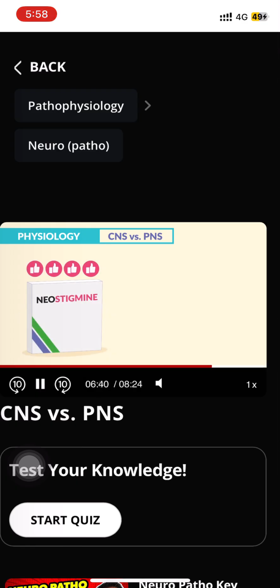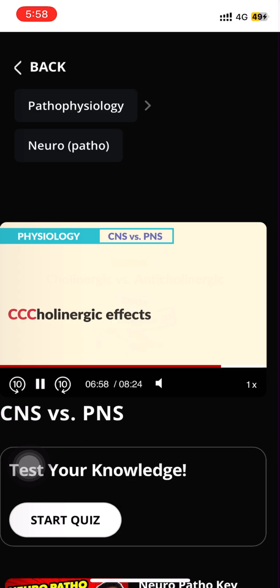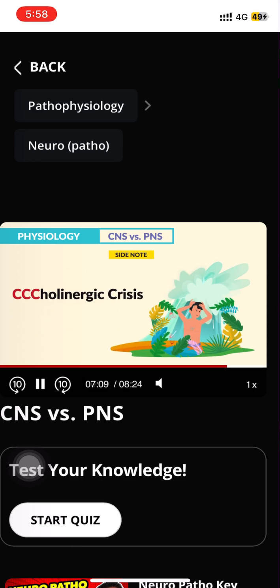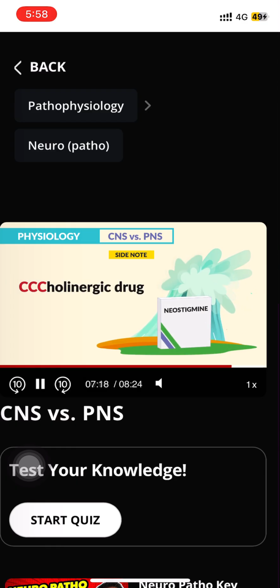These drugs end in stigmine, like neostigmine. So just think the S in stigmine increases the secretions. Now, a little side note for cholinergic versus anticholinergics. Always pharmacology exam favorites. So just think cholinergic effects, we get more secretions by turning on the PNS from the production of acetylcholine. Now, anytime you hear cholinergic crisis, just think secretion crisis. Way too much fluid. Or if you hear a cholinergic drug, just think more secretions with cholinergics.